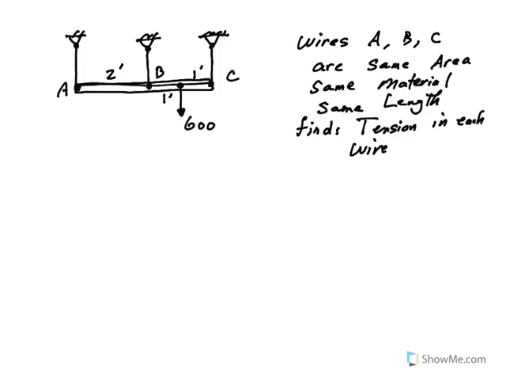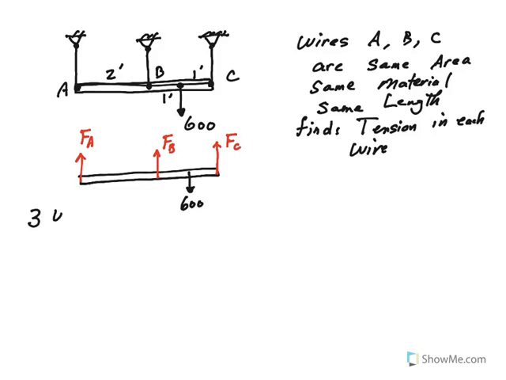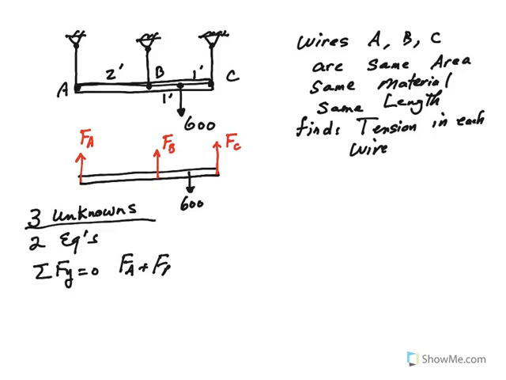Okay? So let's draw a free body diagram. This is another example of a statically indeterminate. So we have FA here, FB here, FC here, guys, right? 600-pound load here. 3 unknowns, but only 2 useful equations. Why? Because the equation in the X is not used. So only in the Y direction, balancing the forces, which gives me FA plus FB plus FC equal 600, right?